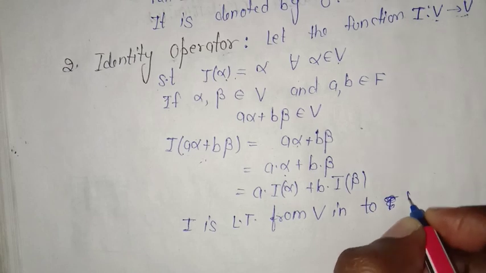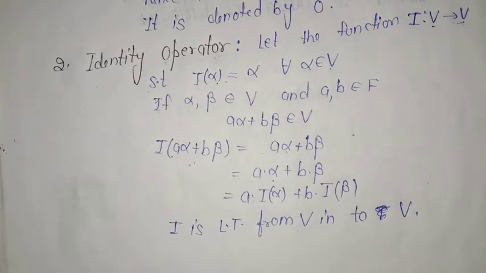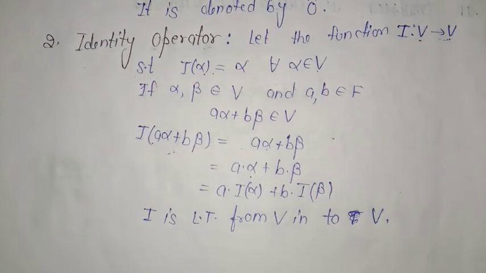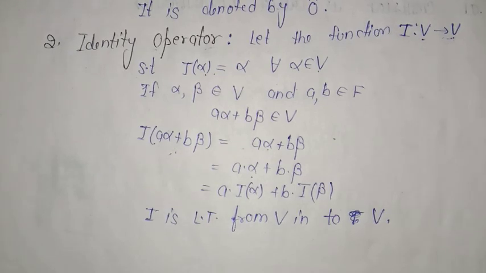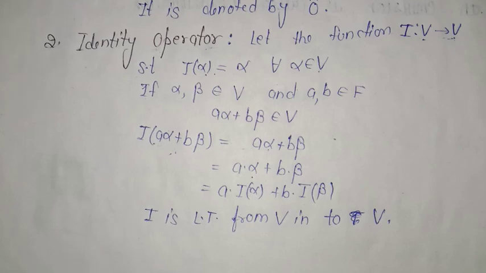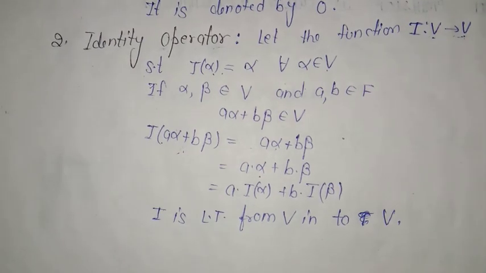V into V. As we know that each element has its inverse, in the same way each linear transformation has a negative of linear transformation. So let's see what is the negative of a linear transformation.